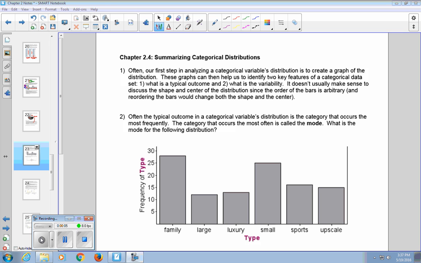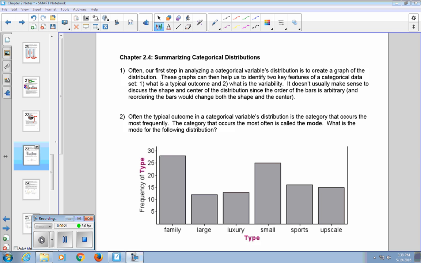Okay, chapter 2.4, summarizing categorical distributions. So often our first step in analyzing a categorical variable's distribution is to create a graph for the distribution. These graphs can then help us to identify two key features of a categorical data set. One, what is a typical outcome? And two, what is the variability?